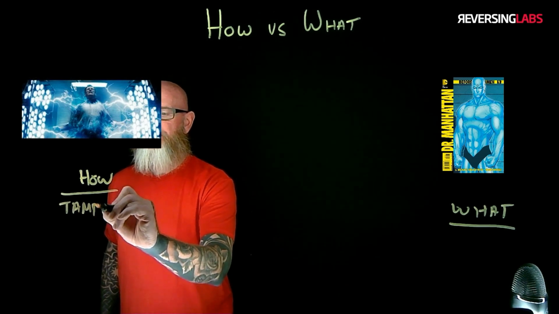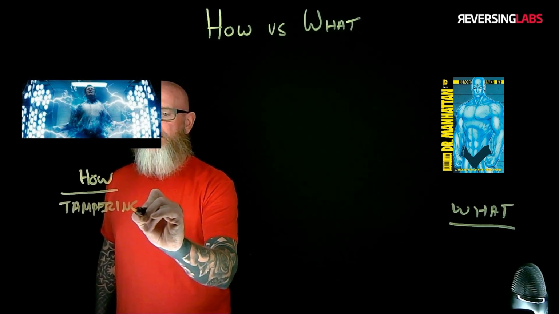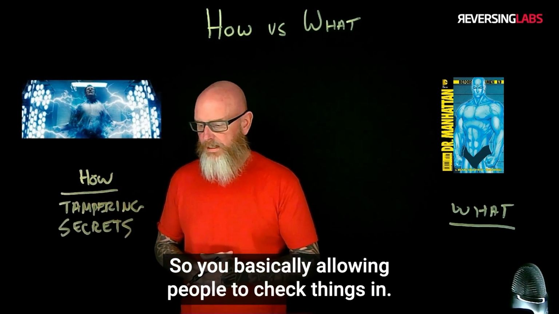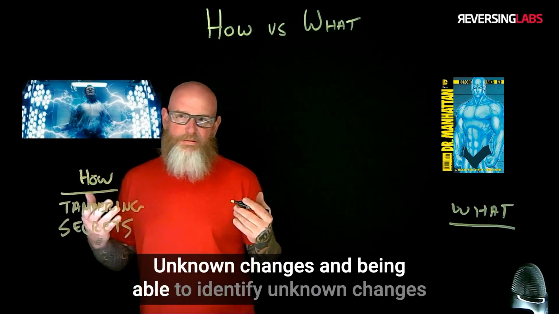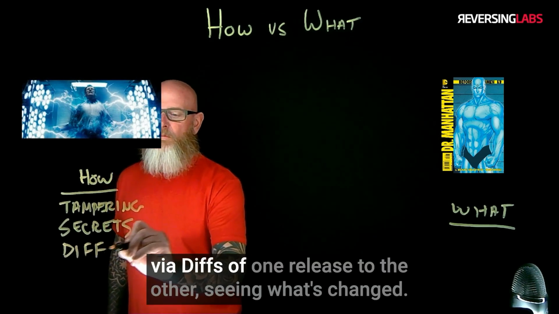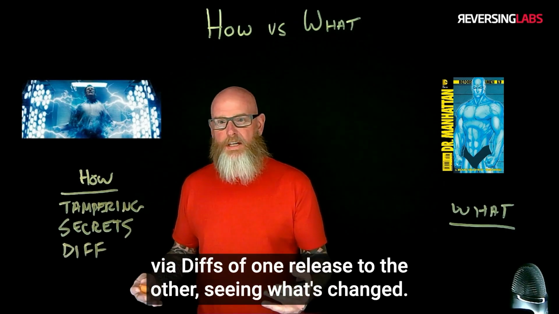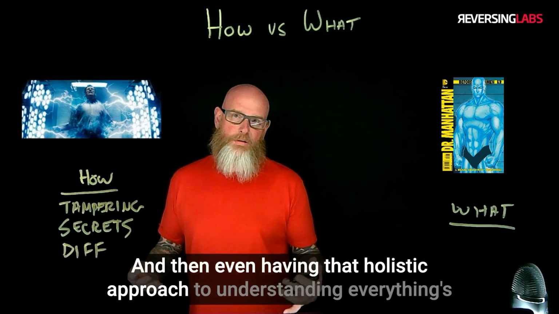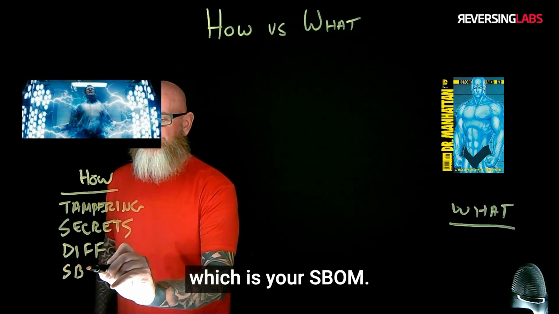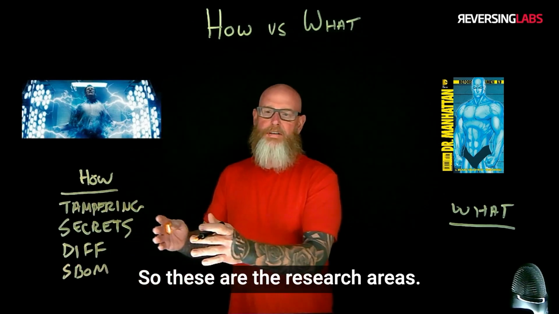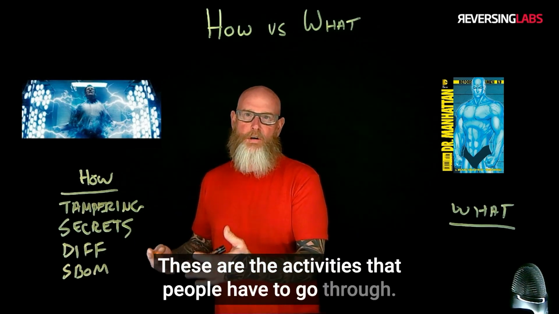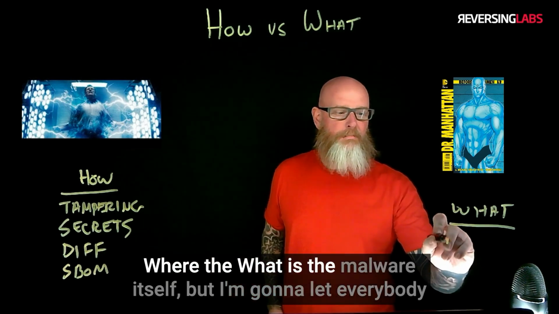tampering, secrets manipulation, so you're basically allowing people to check things in, unknown changes, and being able to identify unknown changes via diffs of one release to the other, seeing what's changed, and then even having that holistic approach to understanding everything that's in there, all the ingredients, which is your SBOM. So these are the research areas. This is how something is happening. These are the activities that people have to go through, where the what is the malware itself.